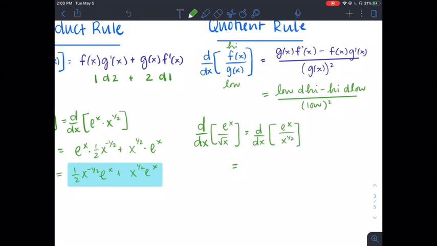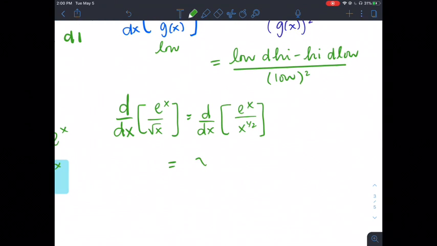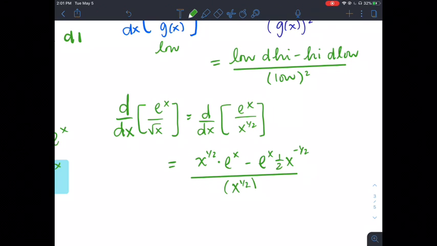So quotient rule says we start low. So x to the 1/2 times d high, the derivative of e to the x, just e to the x, minus high, so e to the x, times the derivative of low, so that's going to be 1/2 x to the negative 1/2, all over the square of what's below. So this is x to the 1/2 squared.